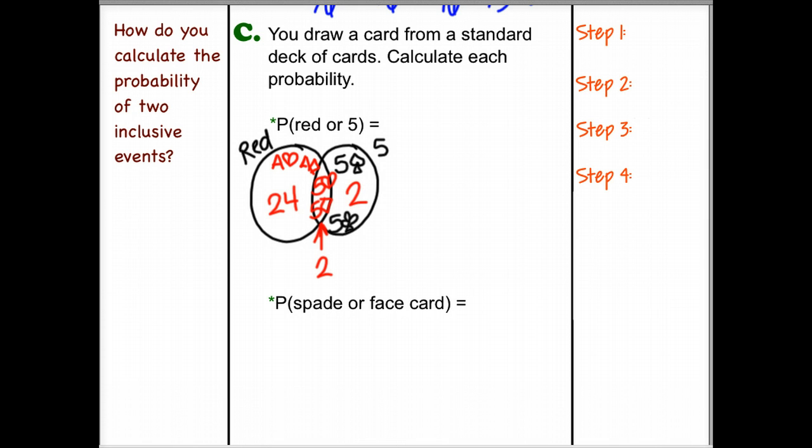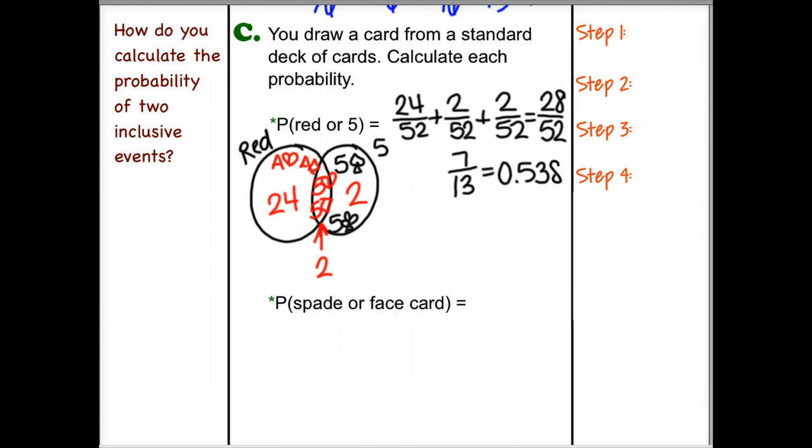And so now when we talk about that, we've got 24 out of 52 plus 2 out of 52 because it's one or the other, but you also have to count these 2 as well. And that gives me 24, 26, 28, so 28 out of 52, which if we divide those by 4, you get 7 out of 13, which calculating that as a decimal and percent, 7 divided by 13 gives me 0.538 and 53.8%.